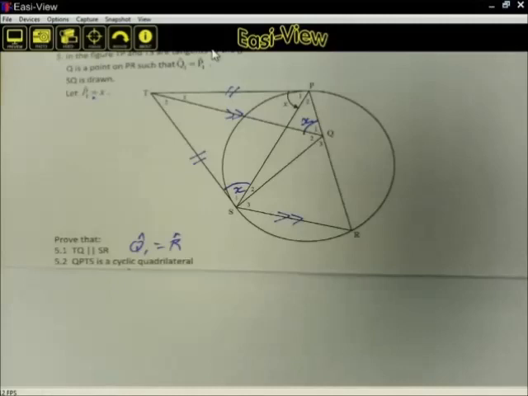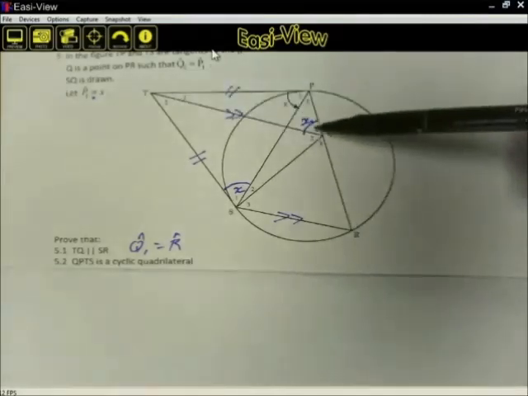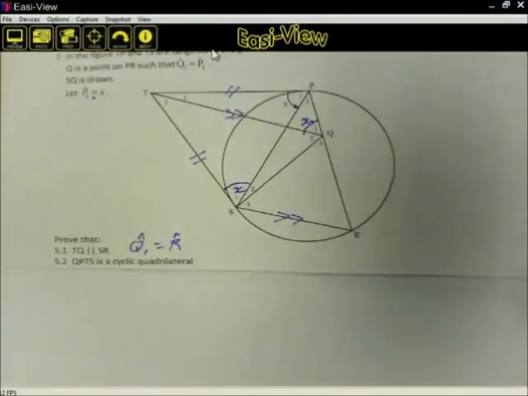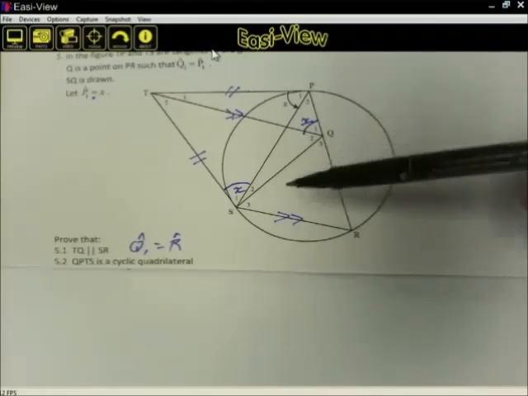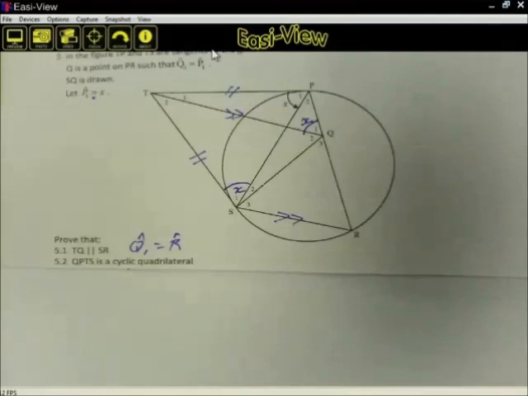Secondly, if the opposite angles of a quadrilateral are supplementary, then the quad can be cyclic. Look, angle T plus Q1 and Q2. Those are the opposite angles. If they give you 180, you can conclude by saying QPTS is a cyclic quad.